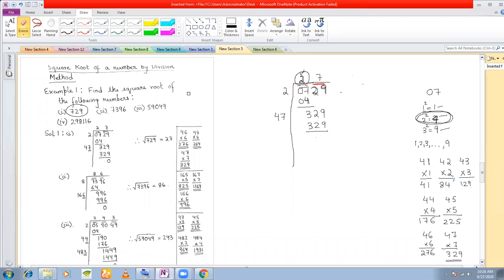So therefore what you write is, square root of 729 is equal to 27. Any question? No, sir. I will take other examples also. Let me take the next example also.